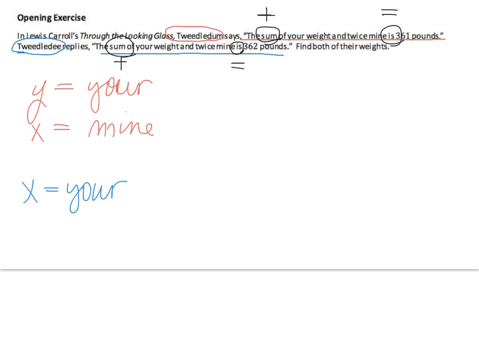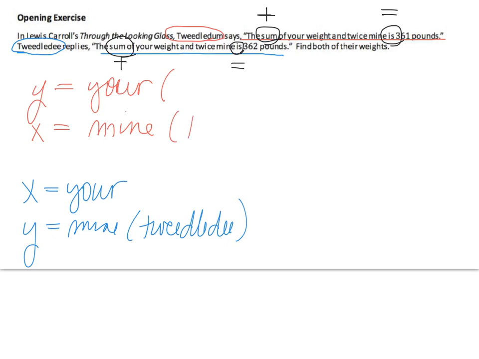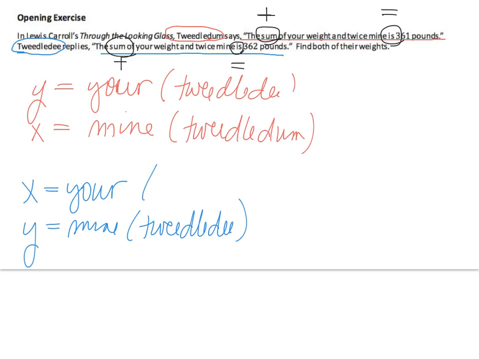And so the sum of your weight and twice mine. When Tweedledee is talking, we have to say that y is mine. Mine would be Tweedledee. And this mine is Tweedledum. And that your is Tweedledee. And the blue your is Tweedledum.